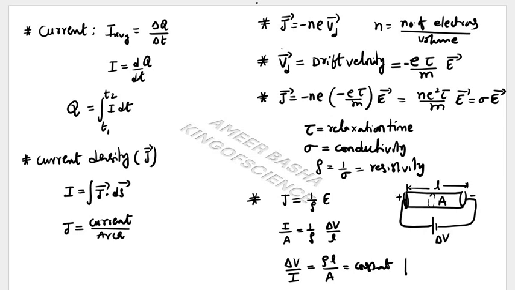Constant for a given conductor. I call this quantity the resistance of that conductor. That is, delta V by I is rho L divided by A, the resistance of this conductor. So it depends upon the length and area of cross section along with the material with which it is made.